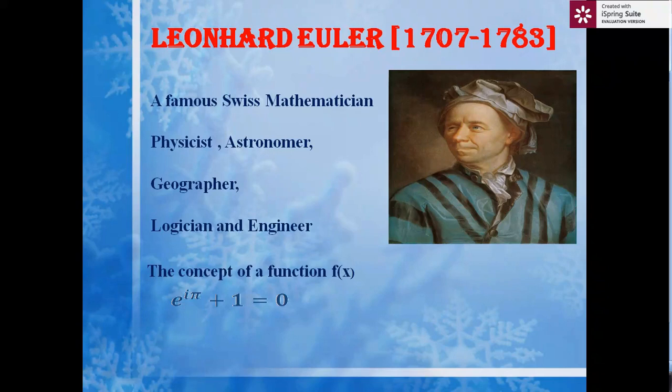So they approached a famous mathematician, Leonhard Euler. Leonhard Euler is a Swiss mathematician, physicist, astronomer, geographer, logician, and engineer. He introduced the notation we use to write the mathematical function, that is f(x). And his famous formula is e^(iπ) + 1 = 0.